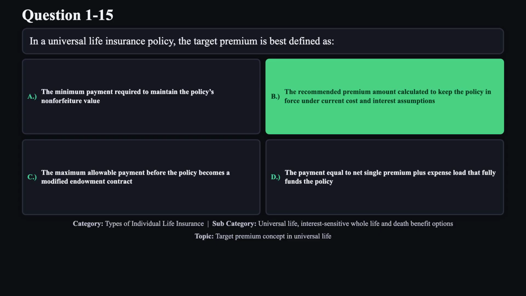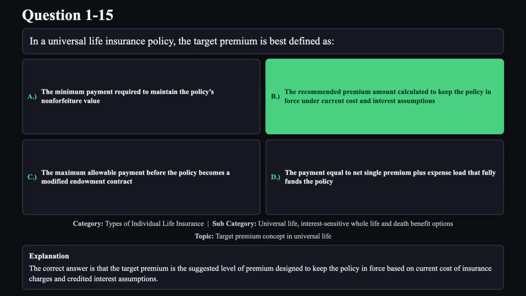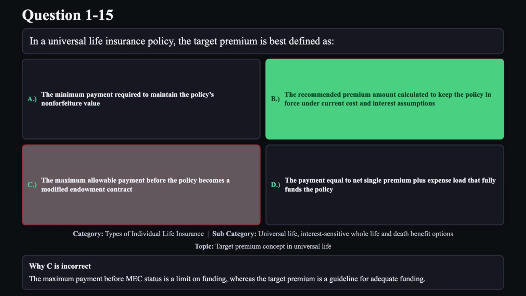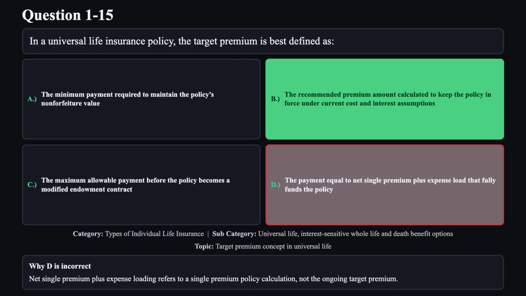The correct answer is B. The target premium is the suggested level of premium designed to keep the policy in force based on current cost of insurance charges and credited interest assumptions. Reason A is not correct. The minimum payment maintains non-forfeiture values but is not the target premium, which is a recommended, not required amount. Reason C is not correct. The maximum payment before MEC status is a limit on funding, whereas the target premium is a guideline for adequate funding. Reason D is not correct. Net single premium plus expense loading refers to a single premium policy calculation, not the ongoing target premium.